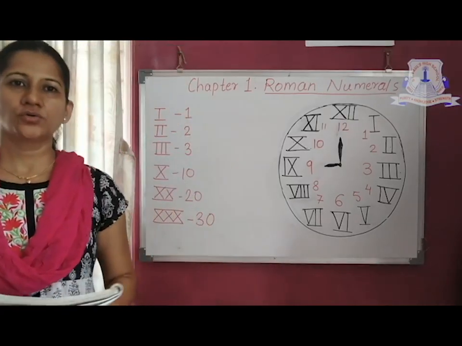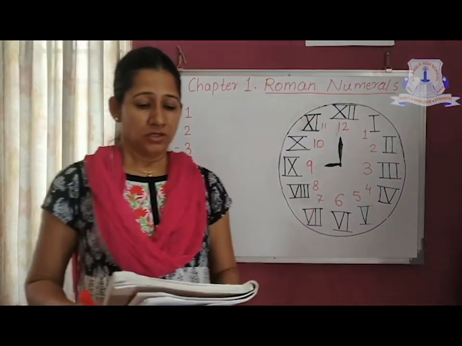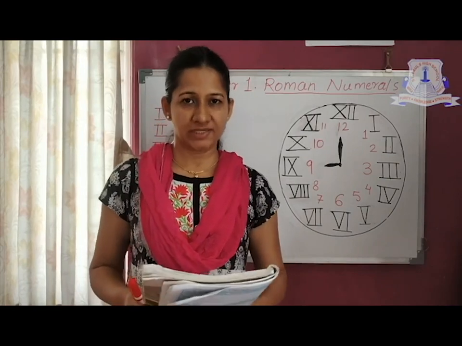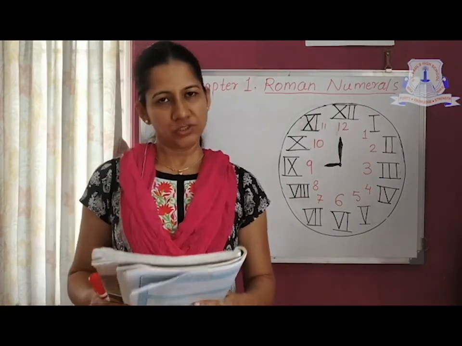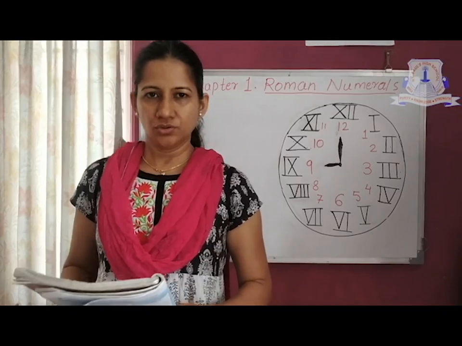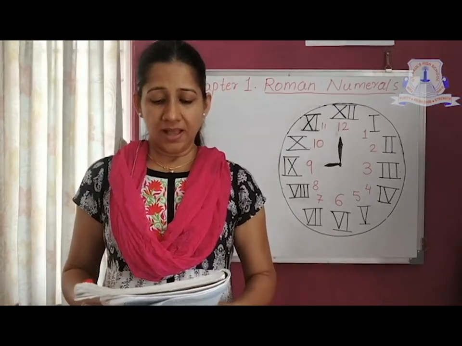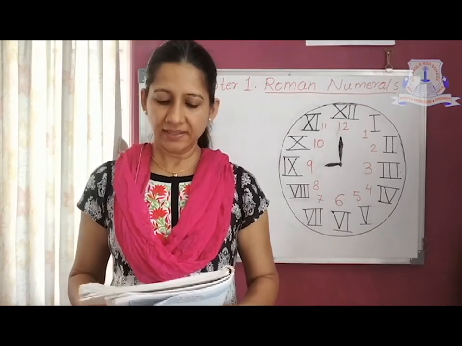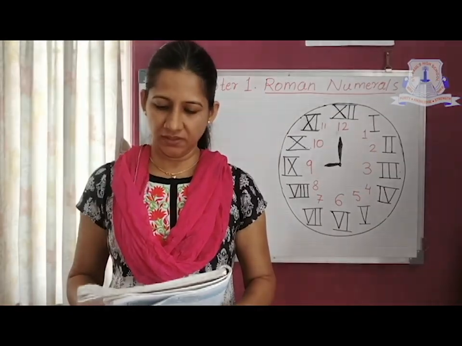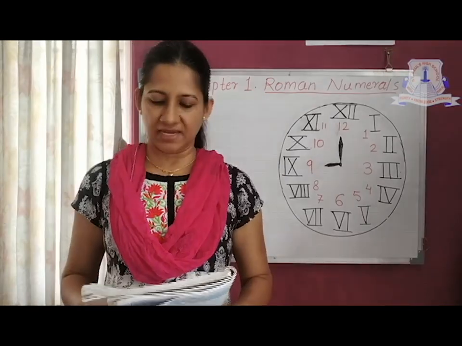Students, now let's see what rule 2 says. Please concentrate on your textbook, on page 1 itself. So rule 2, I am reading that. The symbols I or X can be repeated consecutively for a maximum of 3 times.